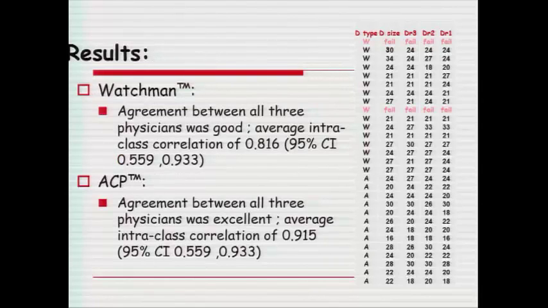When comparing the 3 physicians, there was a good agreement between all 3 physicians looking at the Watchman devices with an average intra-class correlation of 0.816, and an excellent agreement between all 3 physicians with an average intra-class correlation of 0.915 when looking at the Amplatzer devices.